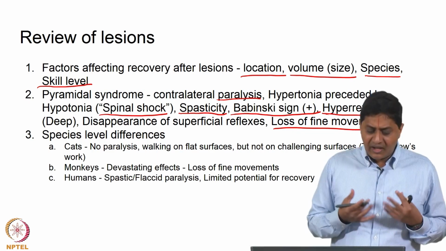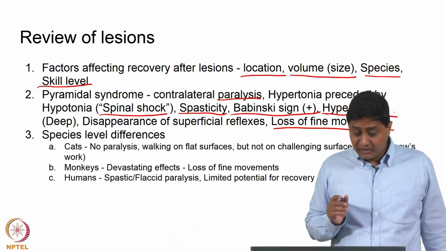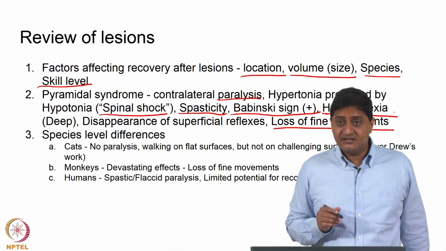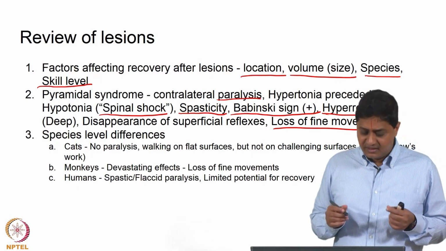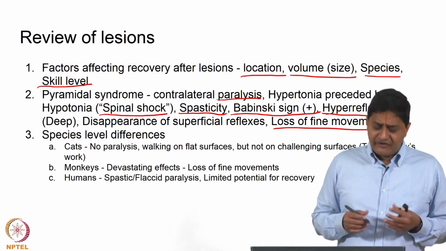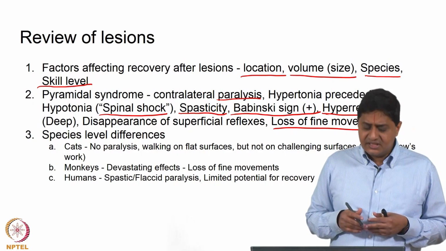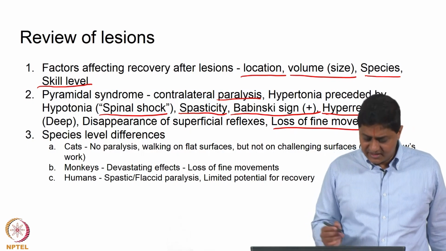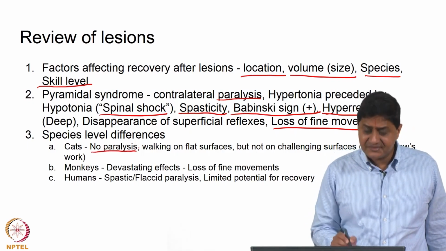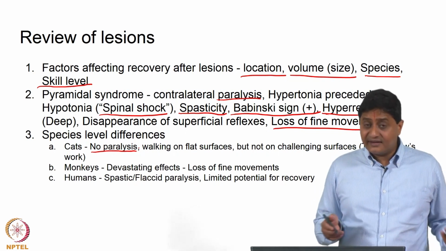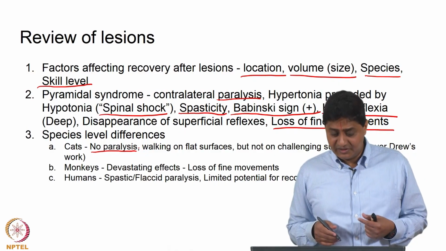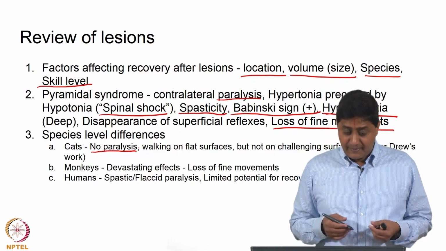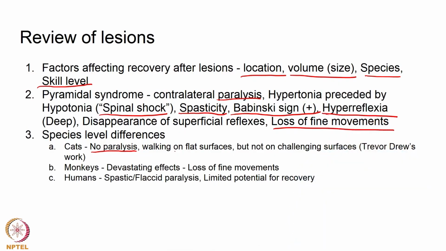So, then what happens across species? Across species we said that the effects are more devastating. We said this earlier. What does that mean? For example, when there is a lesion in a cat, there are cases when there is practically no paralysis. The cat can actually walk quite normally within a few hours after the experimentally induced lesion. It can walk on flat surfaces but not on challenging surfaces.